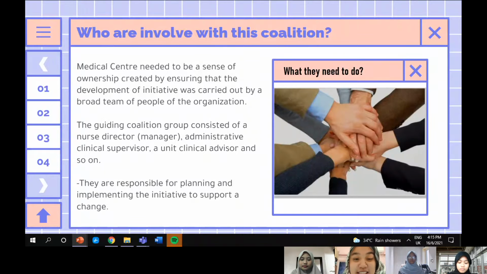The medical center needs a sense of ownership, created by ensuring that the development of the initiative is carried out by a broad team of people from the organization. For example, in this coalition, the medical center needs people who have been involved in using electronic medical records in other hospitals before. So their job is to make sure that the use of that system is the best option, the best choice.